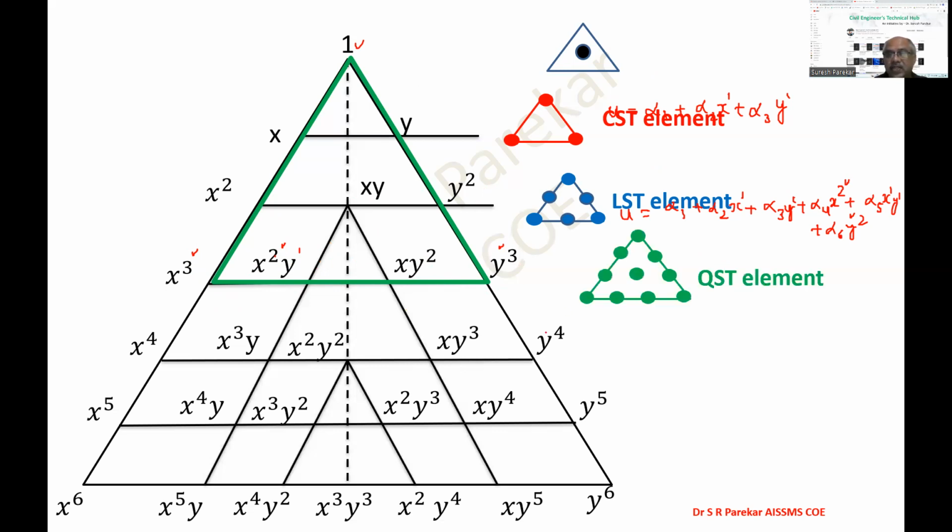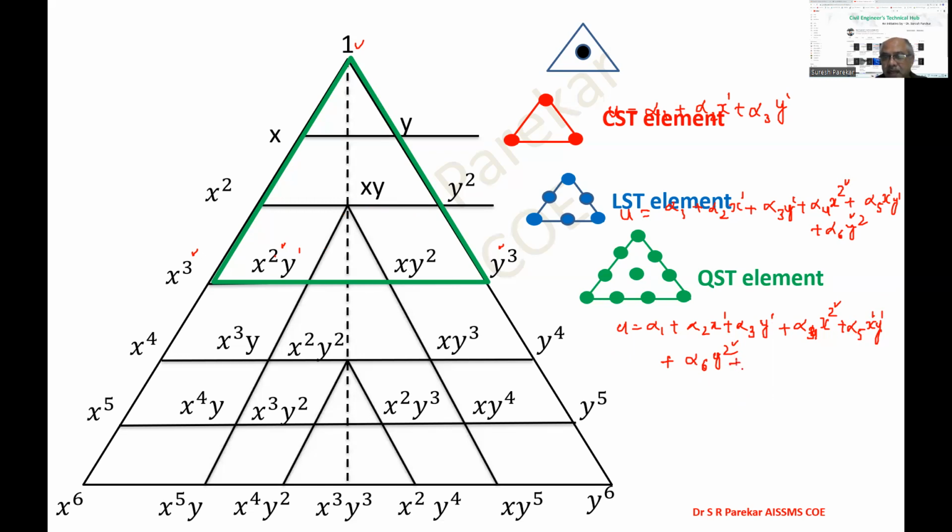So you can see this QST, we have 10 noded because of isotropic geometry. Now if I write the equation, I have u is equal to alpha 1, alpha 2 x, alpha 3 y. So this is 1, 1. Then I will get plus alpha 4 x square plus alpha 5 xy plus alpha 6 y square. Now you can say x square, then we have x1, y1, then we have y square. So this again we have according to our geometry, Pascal's triangle.